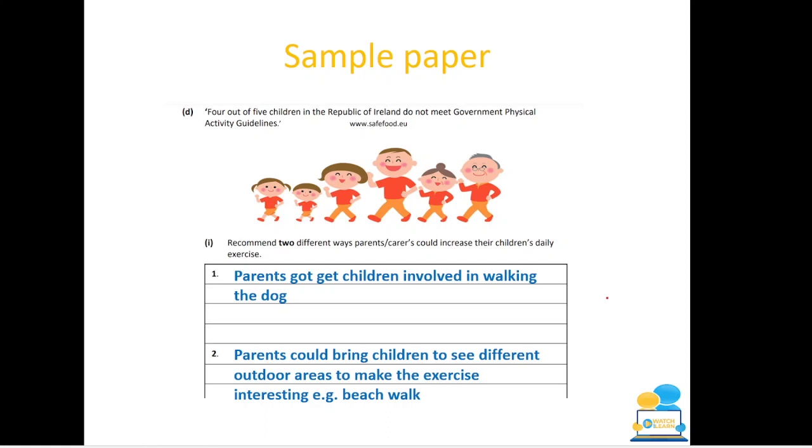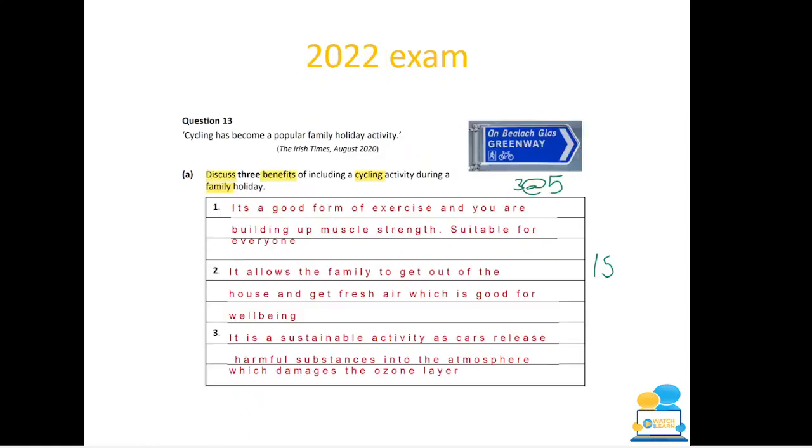The next one, parents could bring children to see different outdoor areas, making the exercise more interesting. So say, for example, going to the beach and running through the sand and having your feet going through the ocean. You don't realize that you're doing exercise because it's fun. So they're just some sample ways of answering it.